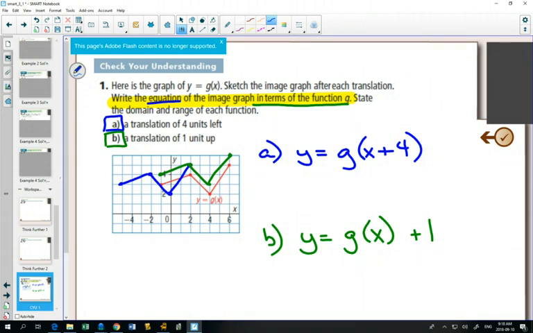The last thing this question asks is to state the domain and range of each function. So for our first one, I'll just put a D here for domain. Domain are your x values. In this case, our smallest x value for our blue graph is at -5, and our biggest x value for our blue graph is at 2.